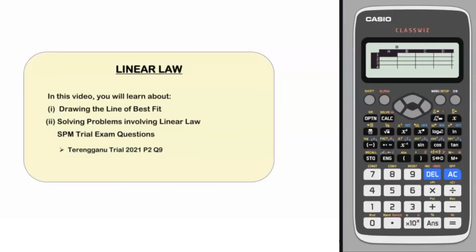Alright, let's get started. In this video, you will learn how to draw the line of best fit and how to solve problems involving linear law by using SPM Trial Exam Question from Terengganu Trial 2021, Paper 2, Question 9. I will also teach you how to use the Casio Classwiz calculator to find your answer fast and accurate.